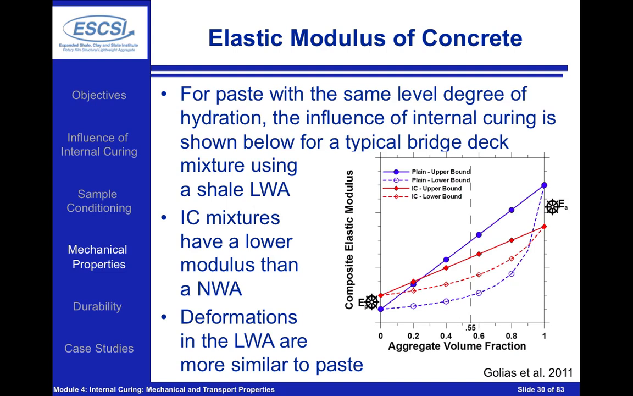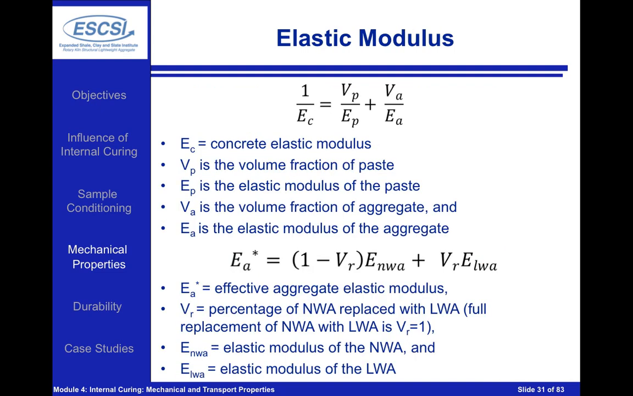So if we start to look at this system, what we're going to see is that the internally cured concretes will have a slightly lower modulus than the same concrete made with the normal weight aggregate. The deformations in the aggregate are going to be much more similar to what we see in the paste. So typically we see less microcracking taking place. And in addition to this, when we start to talk about concretes that are restrained, like a bridge deck, like a floor, where they're under a tension, the lower modulus can actually be quite helpful in that system because it's going to reduce stresses out of that system.